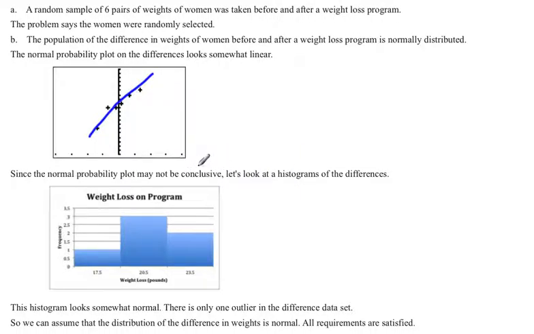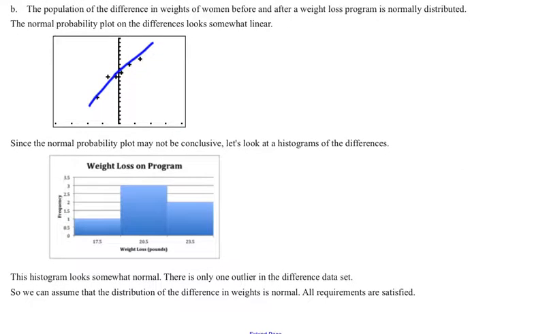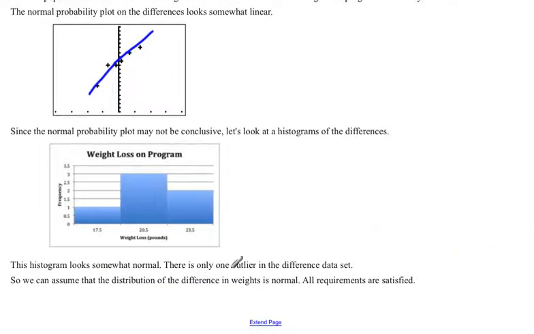If the normal probability plot isn't conclusive, you can look at the histogram. Looking at this histogram, it does in fact look kind of bell-shaped. And then also look at the number of outliers, and there is only one outlier in this data set. So we can assume that the distribution of the differences in weights is normally distributed, and therefore all the requirements, assumptions, are satisfied in this problem. Requirements, assumptions, I call them assumptions.